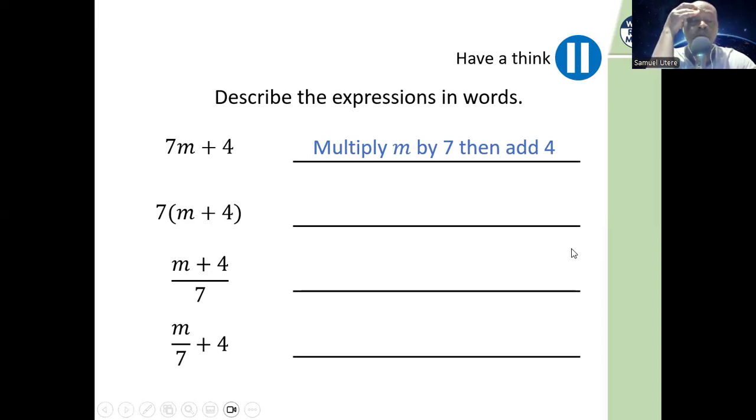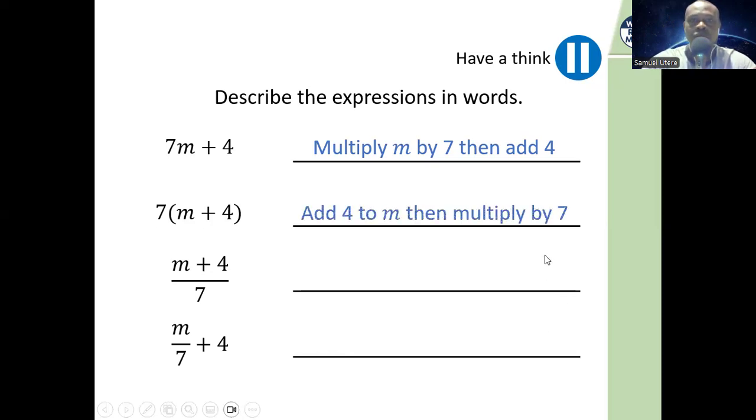Now have a think, and you can discuss this with anyone who's watching this video with you. How would you read these expressions? Because this is a fundamental skill you need to have so that you can decode or find out how to work backwards. If you need to, do the inverse operations to find out the missing operations in the function machines.